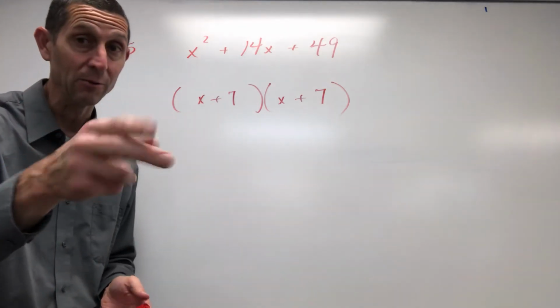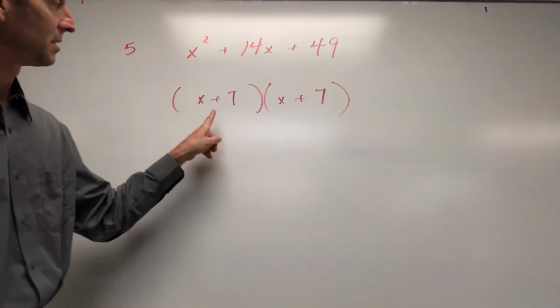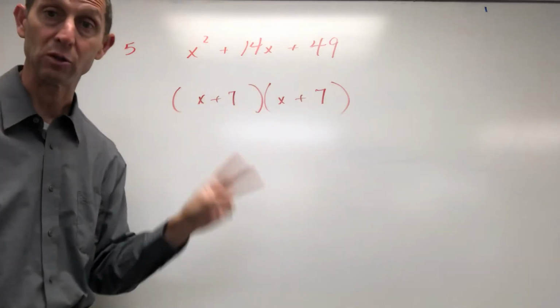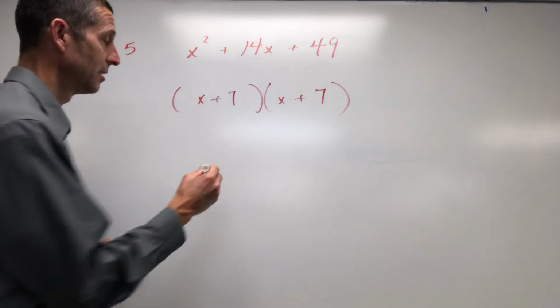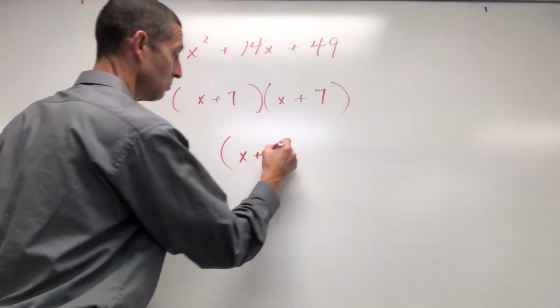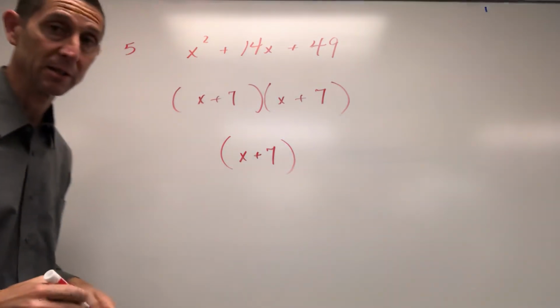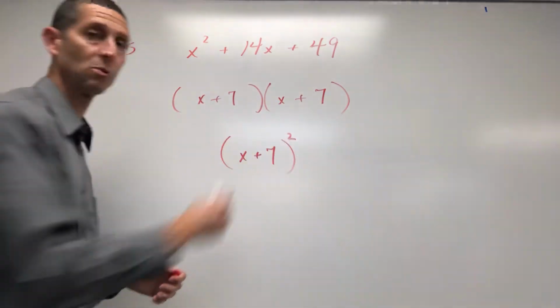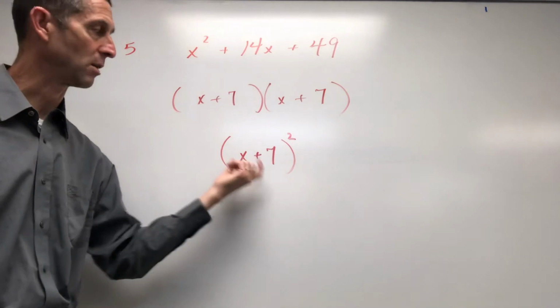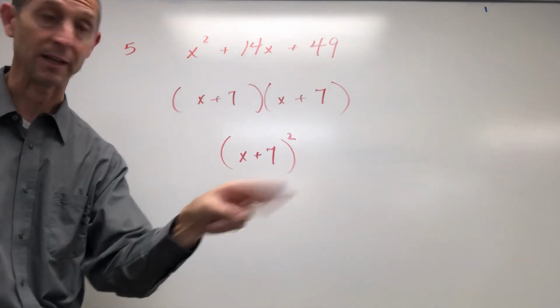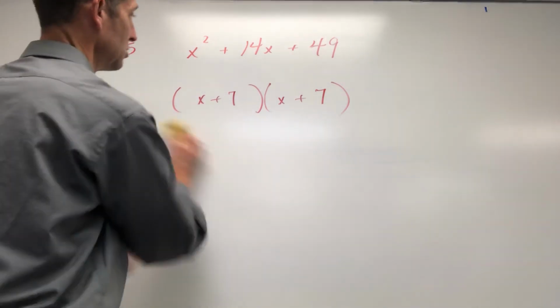What you're asked to do is one more step. Since this is the same thing written twice, one x plus 7 and another x plus 7, your last step is just to write it one time, x plus 7, and put squared. So that's all they're asking you to do. After you factor it, if you have the same thing written twice, boom, x plus 7, second power.